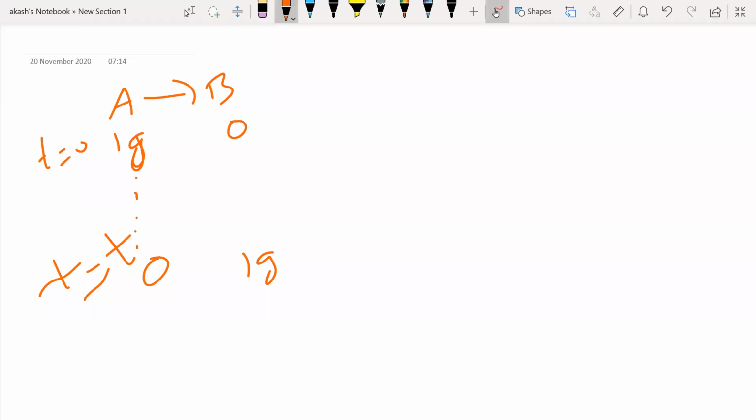Whatever the mass is there initially, I had 1 gram. Finally, also you should have 1 gram. That's what it means, right? So what I'm trying to tell you is that at the end of the reaction, there will not be any reactant left. Again, if it's a proper ideal irreversible reaction, right?